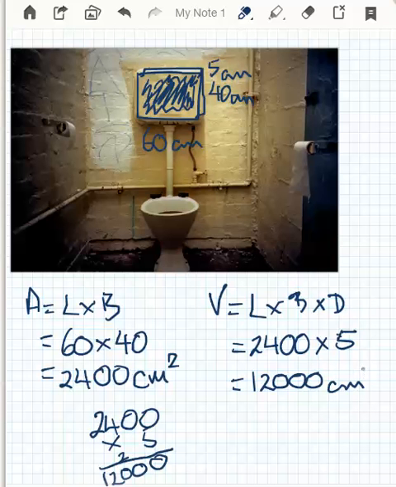centimeters. And what's this going to have to be? Is it centimeters, is it centimeters squared, or is it centimeters cubed? We're going in 3 different directions. It's cubed.